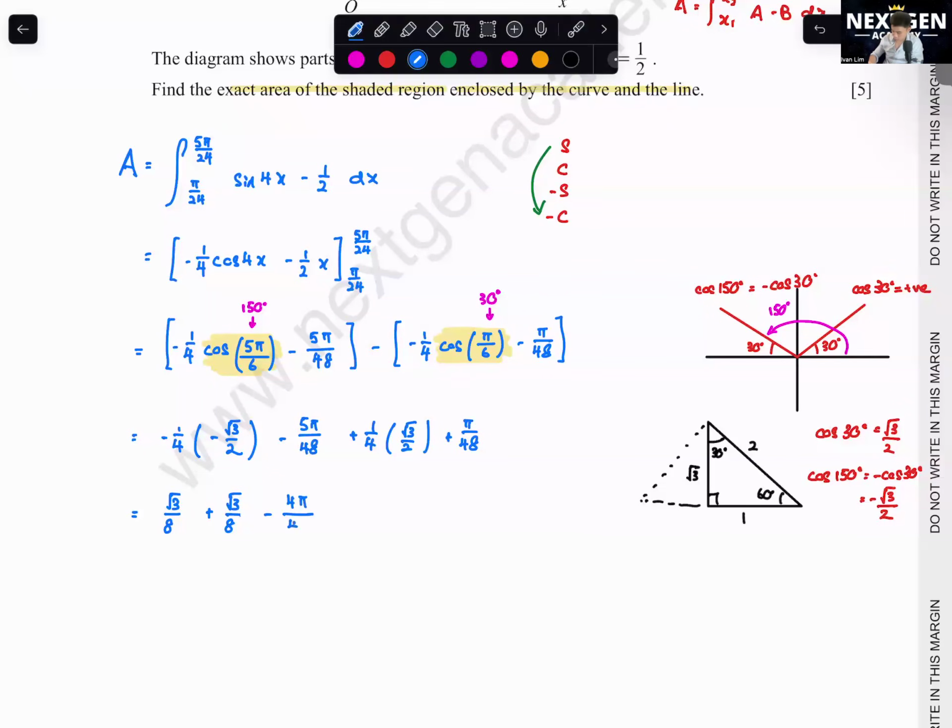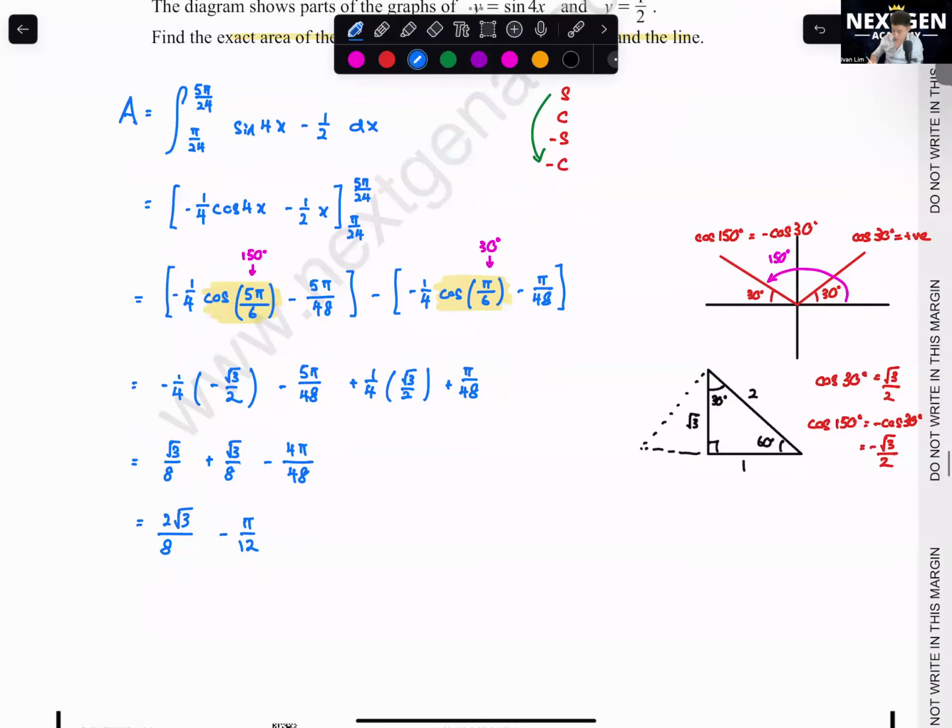over 48. Let's simplify this. 2 surd 3 over 8. 4 over 48 will be pi over 12. Then we divide by 2, which equals surd 3 over 4 minus pi over 12. Okay, number 8. If you are good, please type 8.